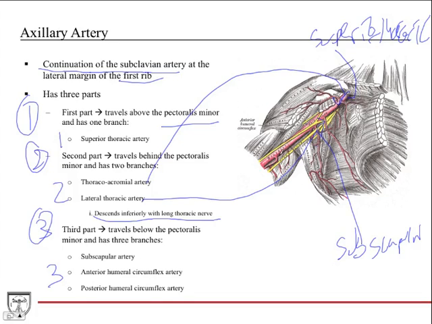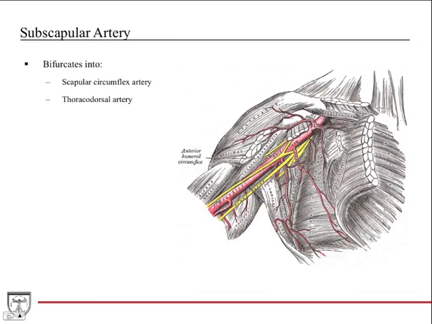Then to finish this out, we have the posterior and anterior humeral circumflex. The posterior branches off here. They're kind of hard to see, even in a cadaver. You have to dissect deep into the axilla, and then the anterior comes off here, and then they go deep into the shoulder region and wrap around the head of the humerus. So here's a little more zoomed in picture.